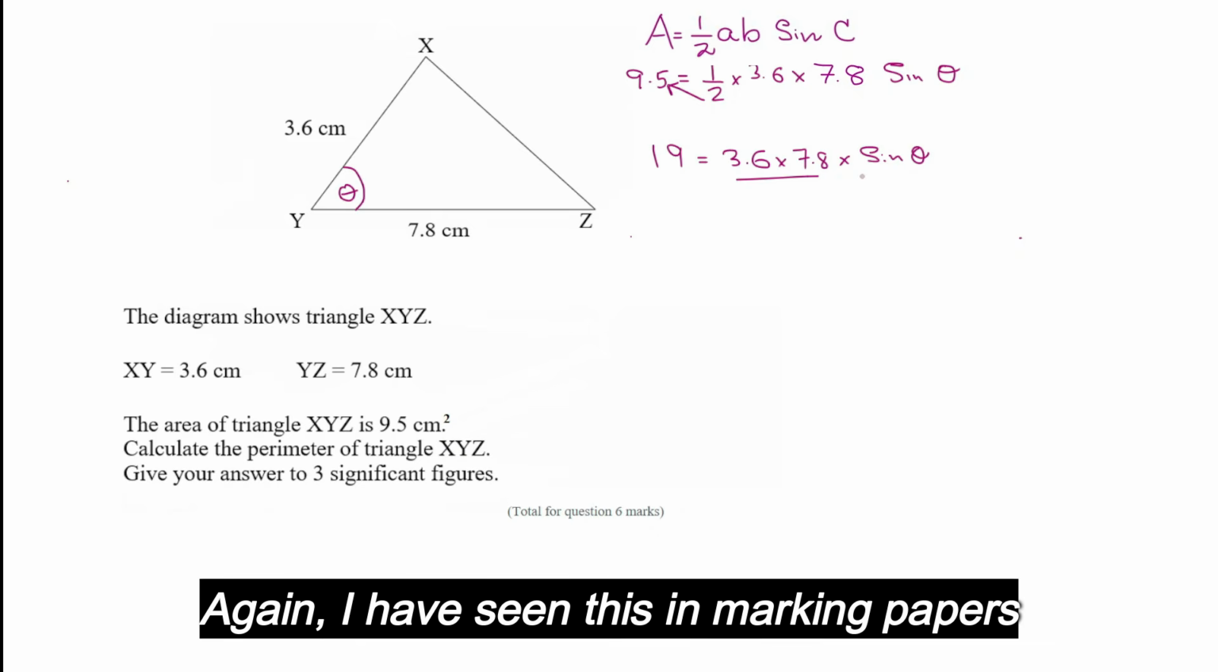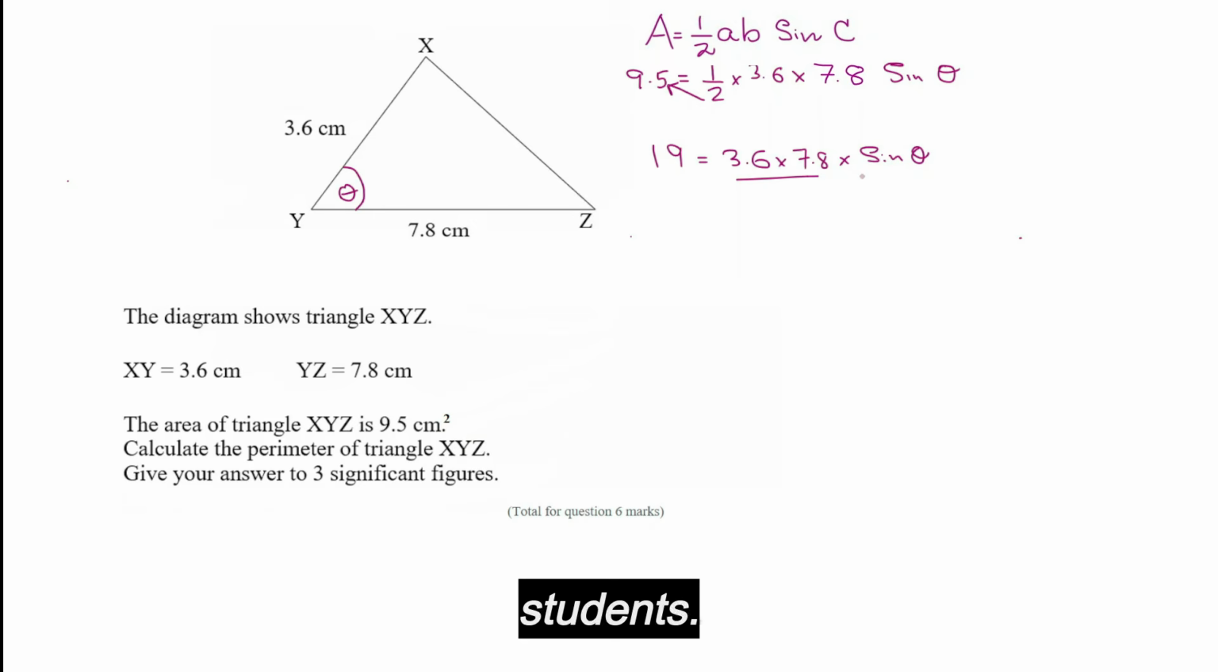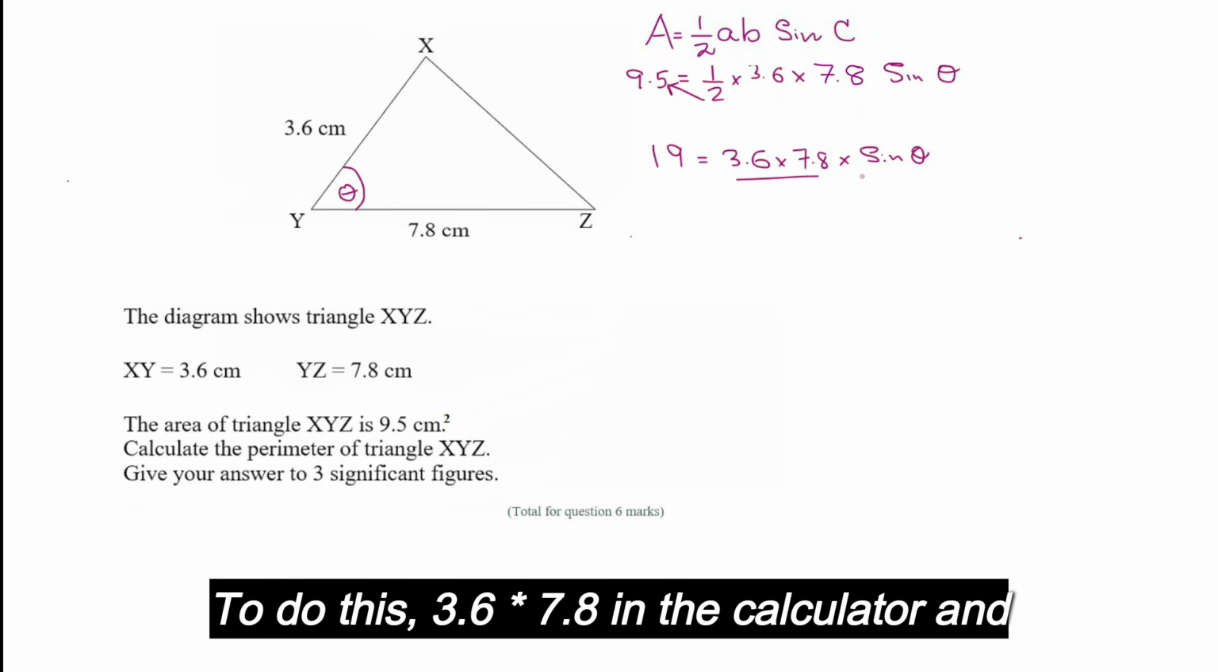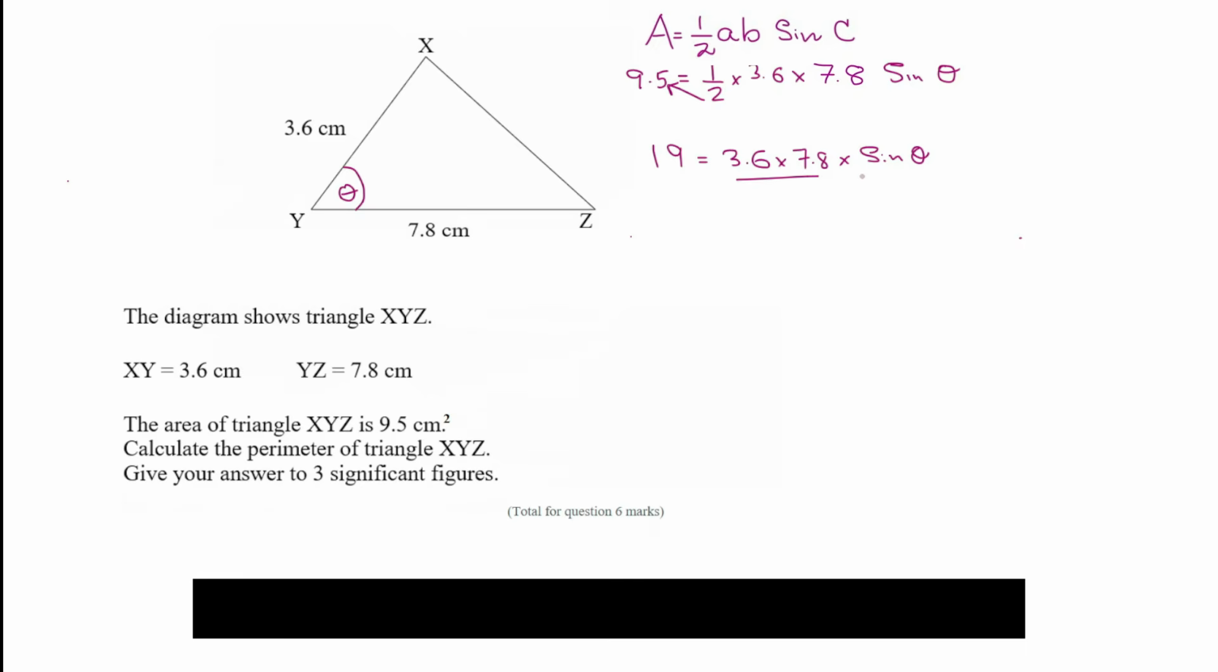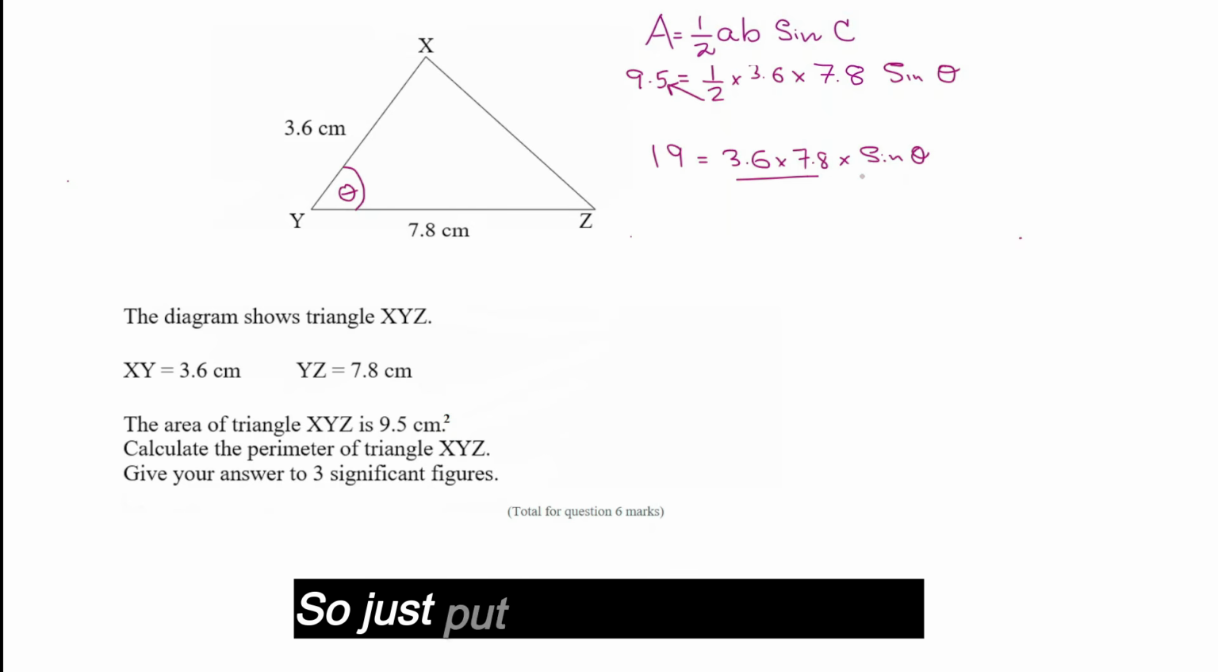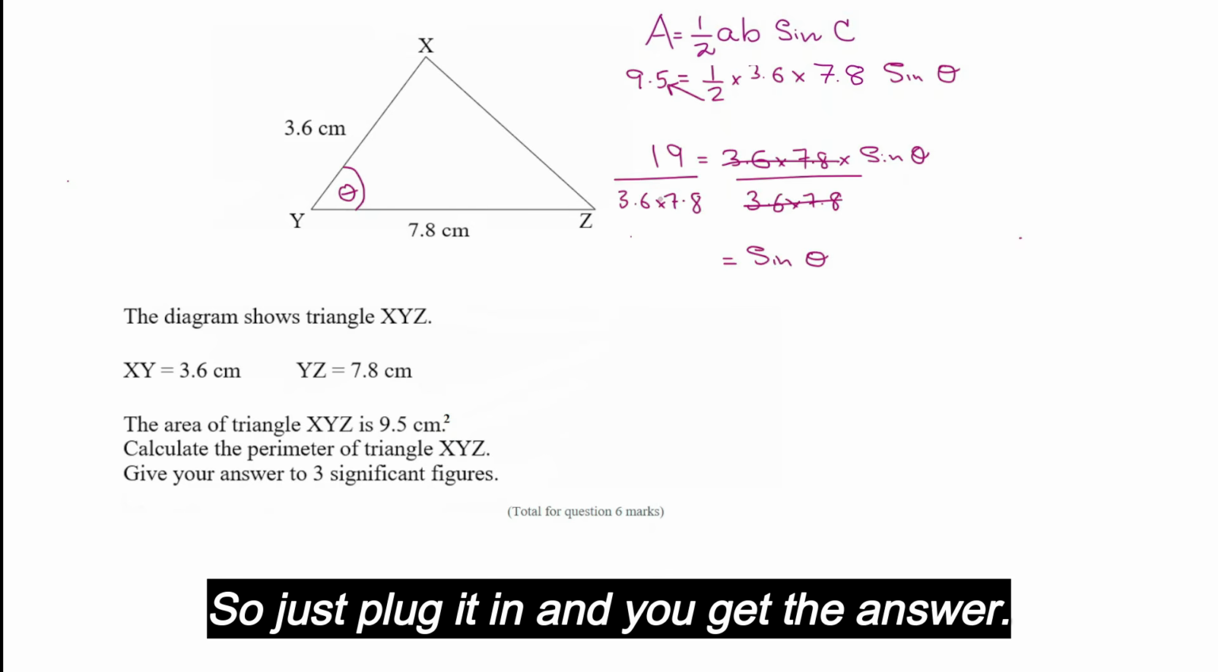Again, I have seen this when marking papers. Students tend to do 3.6 times 7.8 in the calculator and get the answer and put it here. You can do that if you want, but you're not really going to get any extra marks for doing that, so I wouldn't really worry. So just put this in the calculator, just plug it in and you get the answer.